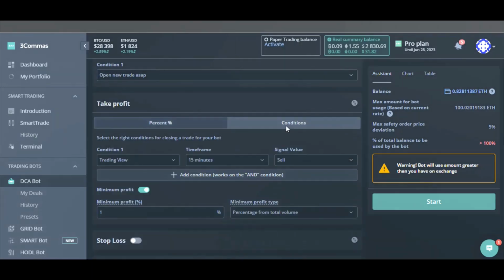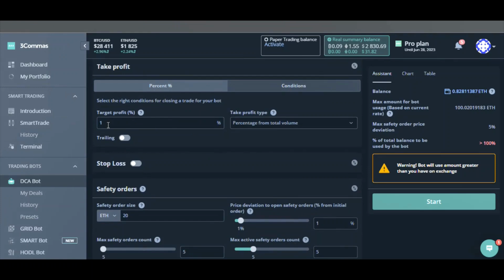And one more thing in condition, I would like to show you that if you are planning to put a condition like a trading view 15-minute sell signal, it is always better to keep 1% minimum profit as well, because even if this signal comes to close the trade, if you have not gained at least 1% profit, it is not going to close. If you are not getting at least 1% profit, it is not necessary to exit the trade. So that's why it is better to keep at least minimum profit 1% if you're going for conditions, right? Okay, in my case, I just target profit 1% and percentage from total volume as well.